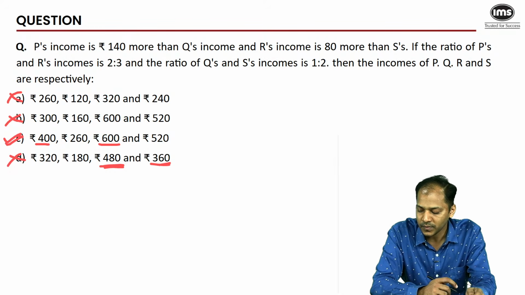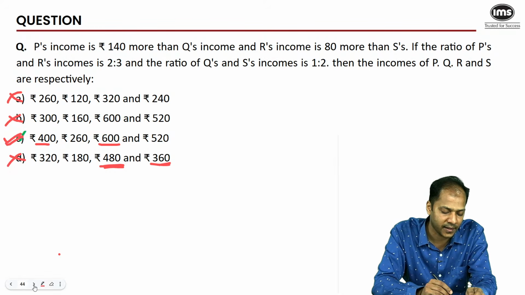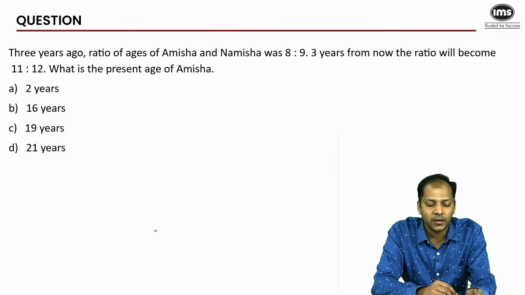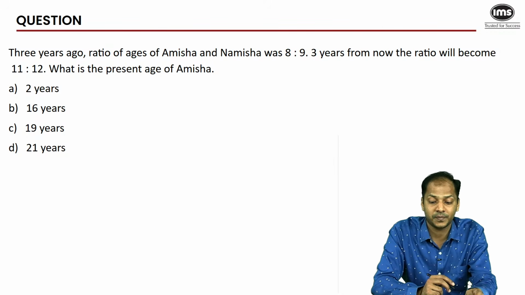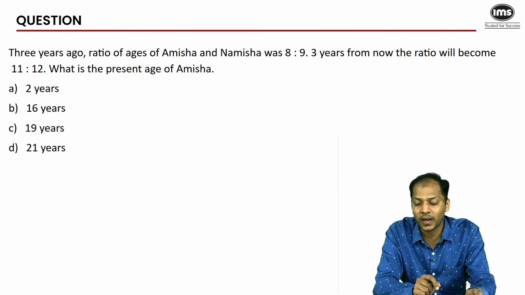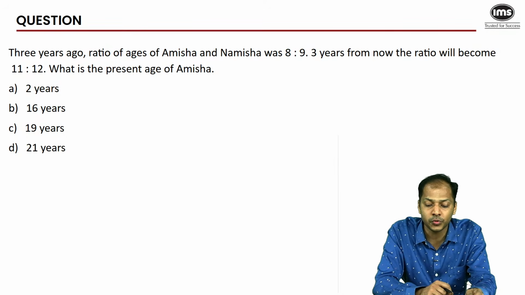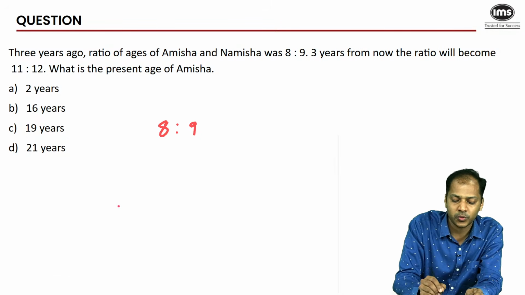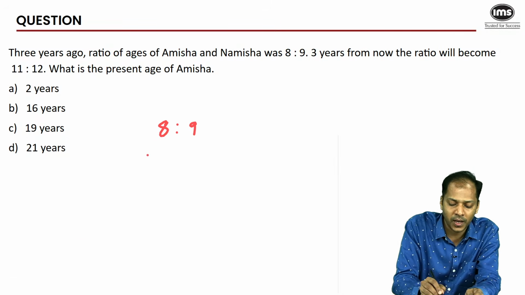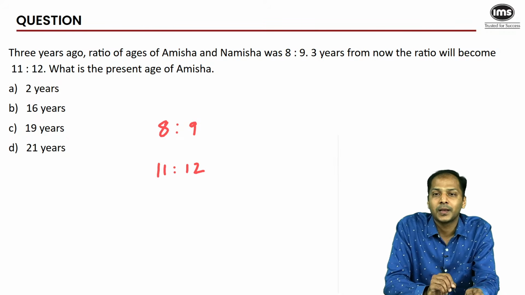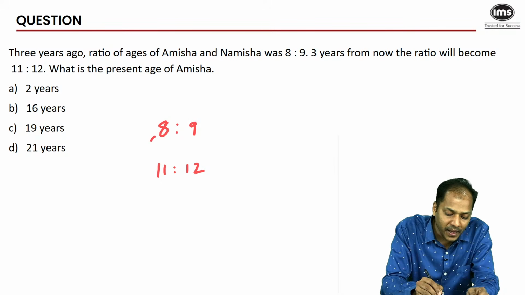Chalo, let's go ahead. 3 years ago, the ratio of ages of Amisha and Namisha was 8:9. 3 years from now, the ratio will be 11:12. Here, I can directly compare from year to year.